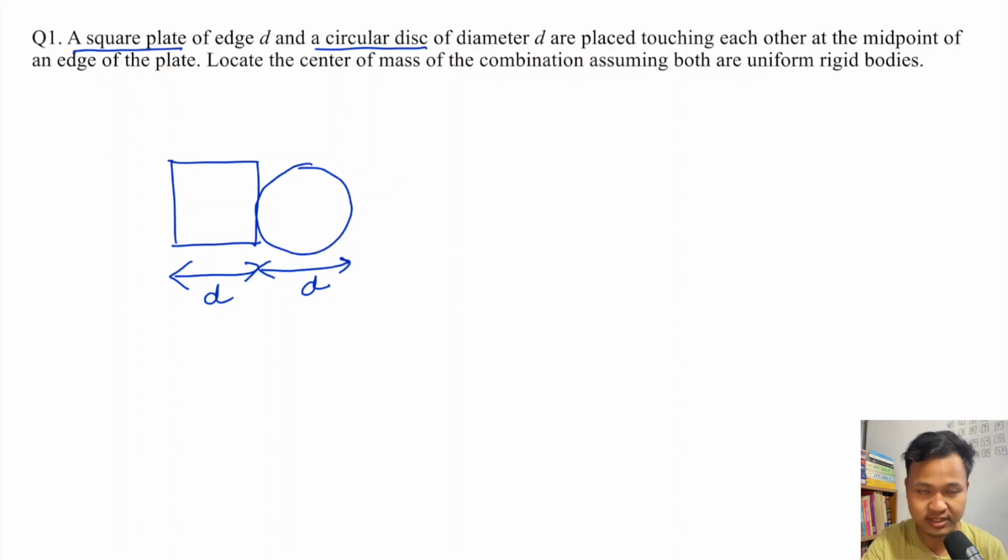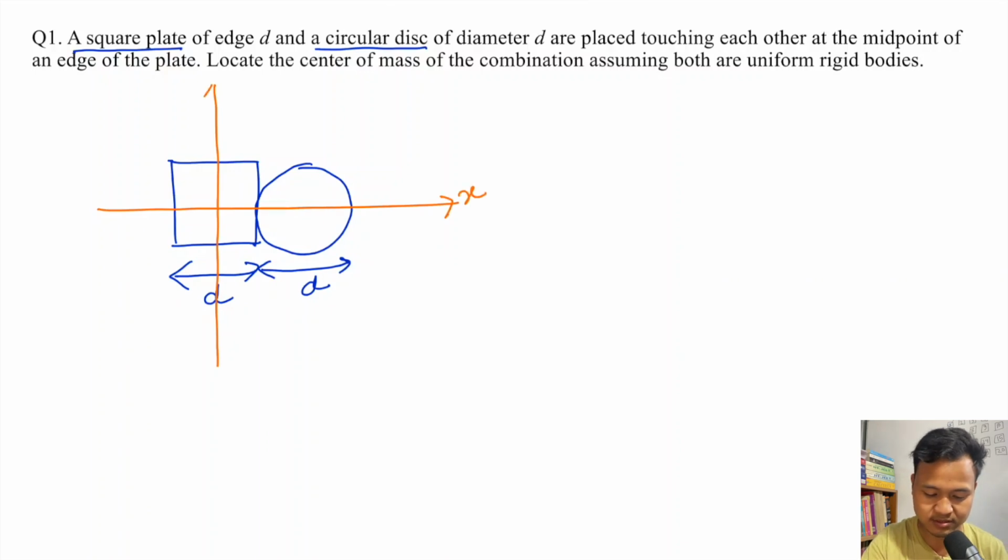So you put this whole thing in the xy coordinate plane. And then you write the center of mass of these individual rigid bodies. So this is x and this is y. The square's center of mass is at 0,0, and the circle's center of mass is at d, 0. So this is how much, d, 0. The radius is d by 2, so the total is d.